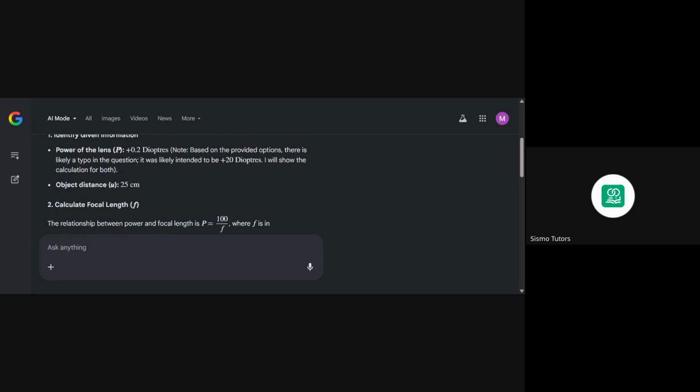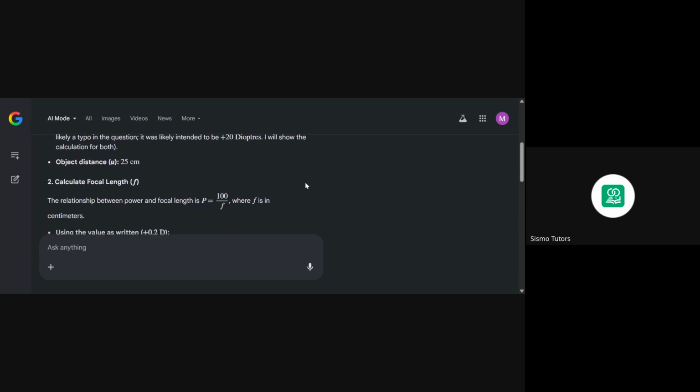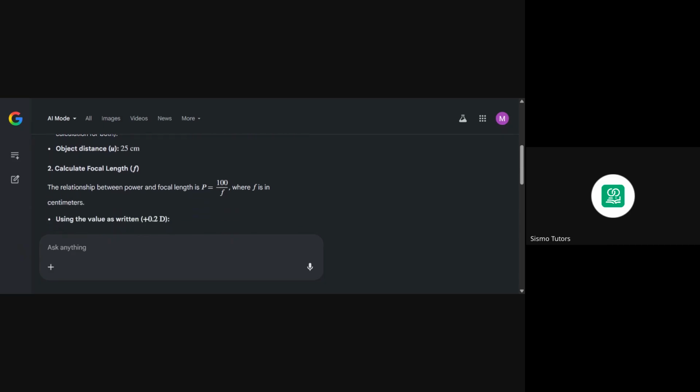So now, if we are to solve this question, I can solve in 2 ways. Are we together, guys? Did you see what it said there? Using the value written as 0.2D, there's an error there. Stop sharing your screen. I've seen what I need.